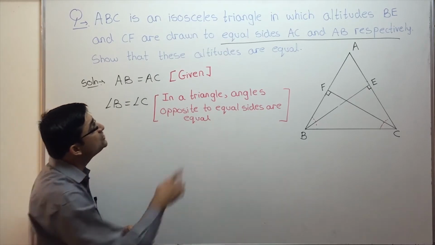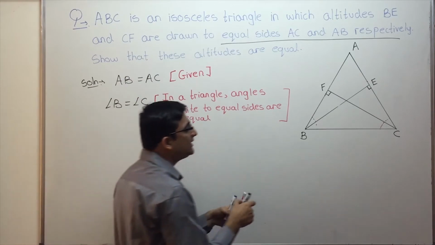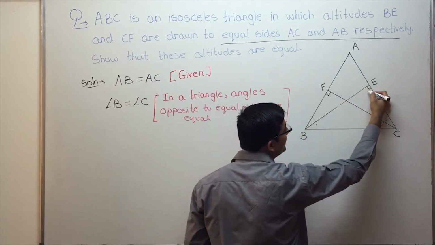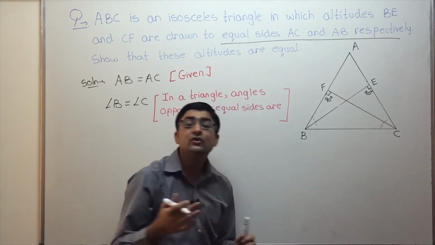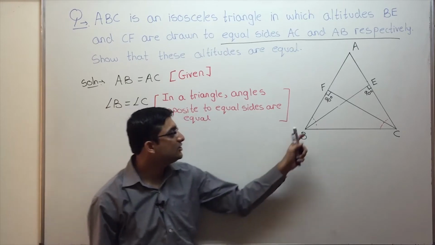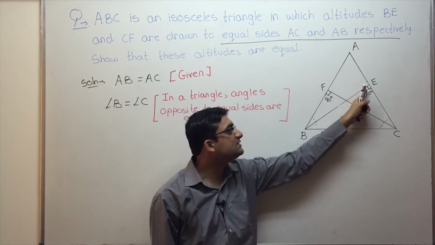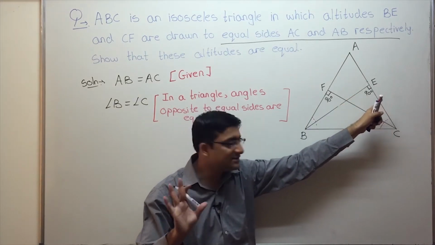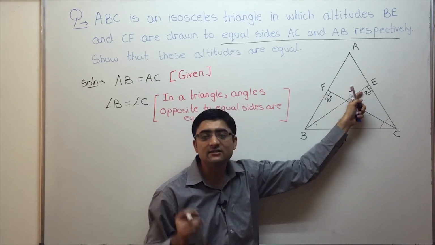Next, in which altitudes BE and CF are drawn. So what is an altitude? Simple. It is a perpendicular from one vertex to the opposite side. So this over here is 90. Similarly, this over here is 90. So remember, altitude is what? It is basically height, right? So whenever we talk about an altitude, it is nothing but a line segment from a vertex to the opposite side such that this over here is perpendicular to the side it falls on.